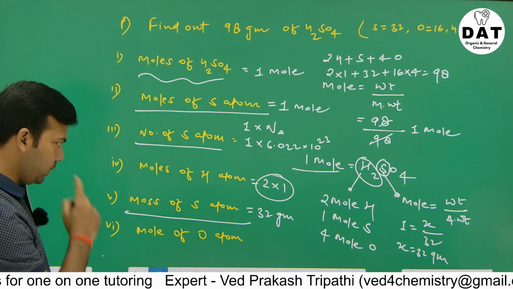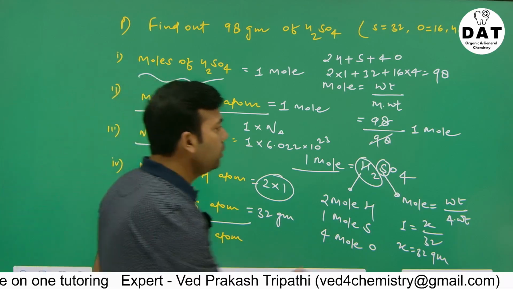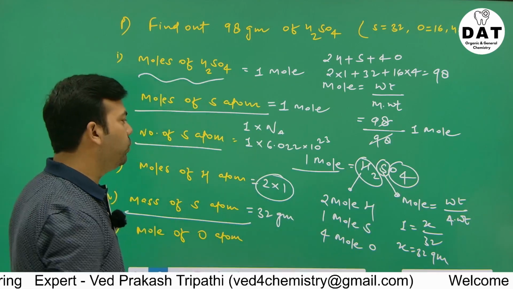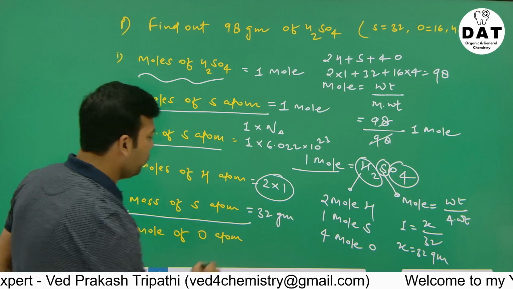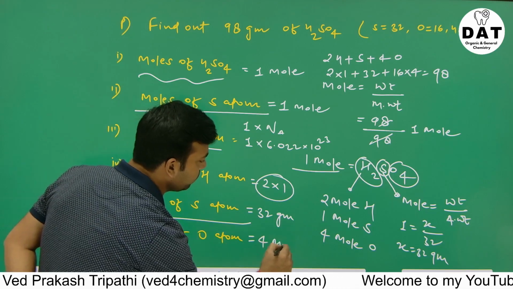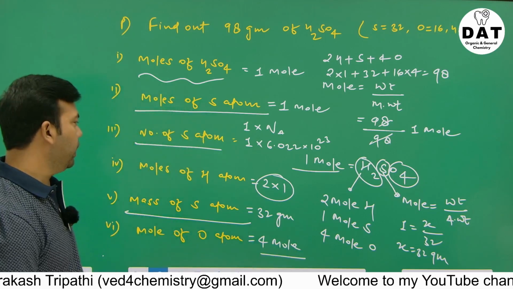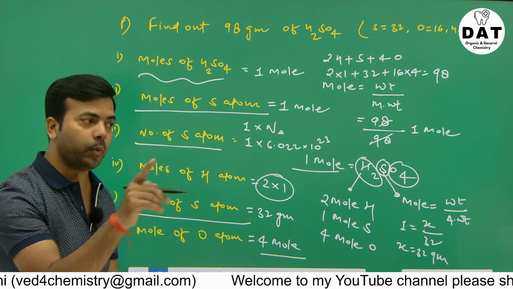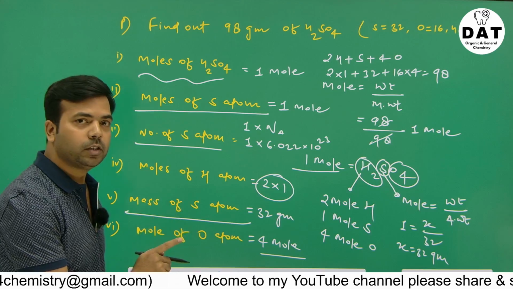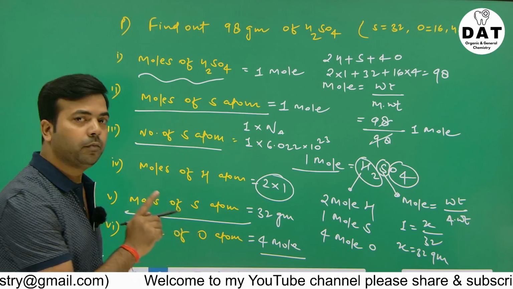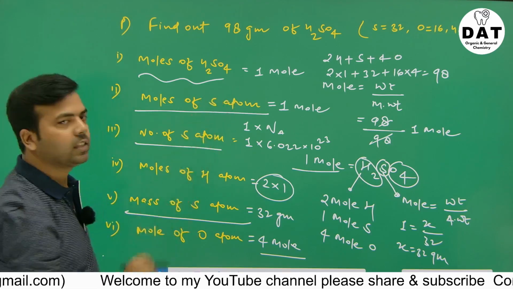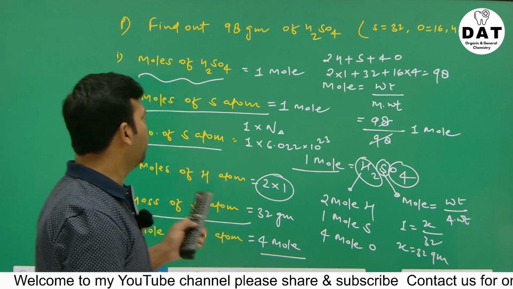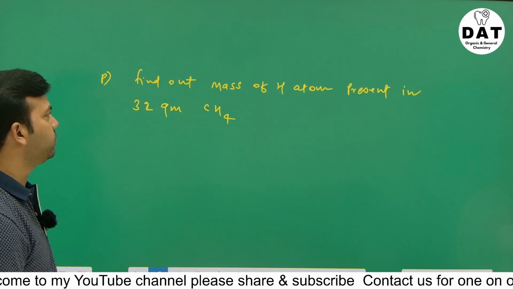Next, mole of oxygen. 1 mole H2SO4 contains 4 mole of oxygen. How many mole? 4 mole. Clear? And you can find out the mass of oxygen as well. Just write mole is equal to weight upon molecular weight. Weight we have to find out, mole is given 4, divided by molecular weight 16. So 16 multiplied by 4. So this is all about the H2SO4 molecule.